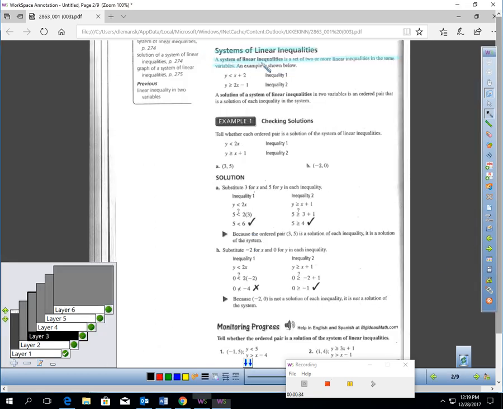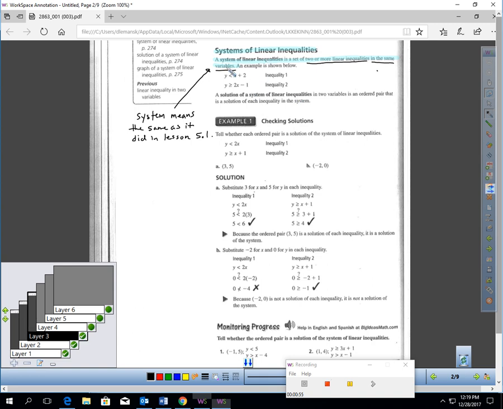Now, a system of linear inequalities is a set of two or more linear inequalities in the same variables. You know, a system means exactly what it did earlier in the chapter. It means we have two or more inequalities, but those inequalities must have the same variables. You can see an example of that here. We have two inequalities, and both the inequalities have the same variables, x and y.